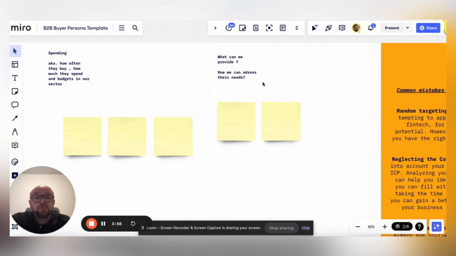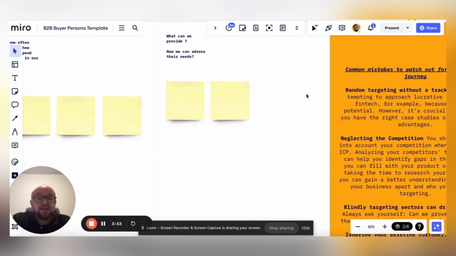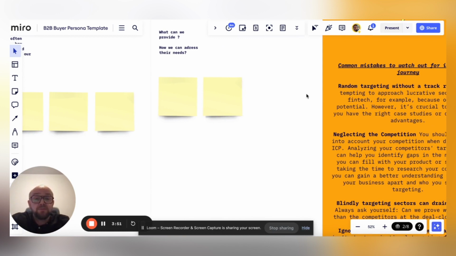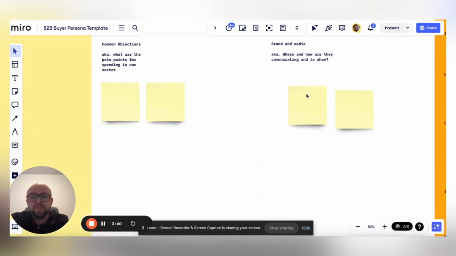Also think, what can we provide? How can we address their needs? But think of it from a company perspective. We're not thinking about the CEO, CFO, or the person just yet. We are trying to figure out what our company can provide to their company as a company.